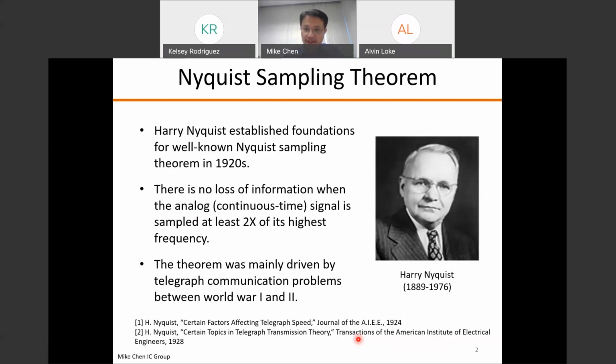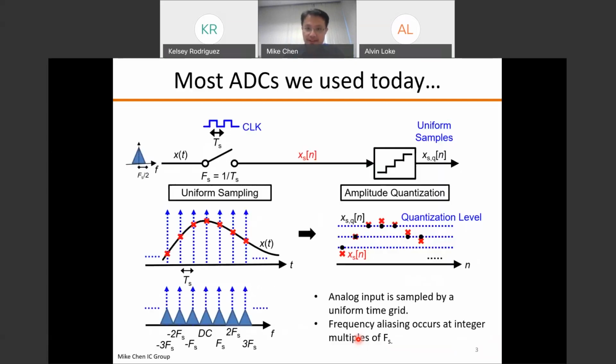Nyquist has really shaped the circuit design that we do today. As you can see here, this is pretty much the ADC that we have been using today. I would say it's probably 99.9999% of the ADCs that we use. Basically, we just follow what Nyquist has told us. If my input is a band-limited signal between fs over 2 on each side of the spectrum, then we know that we need to sample these analog signals at least at twice the highest frequency, which means fs in this case.